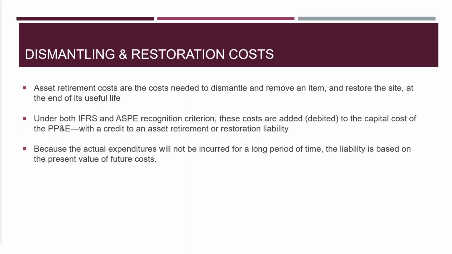Dismantling and restoration costs. So when the asset comes to its end of the useful life, any costs that are related to the retirement of your asset can be capitalized. So we debit your asset and we credit the liability account. Because the actual expenditure is not going to be incurred for a long period of time, that liability is booked at the present value of the future cost. That liability would have to be amortized using the effective interest rate method, and that asset is going to be depreciated just like the regular assets are depreciated.